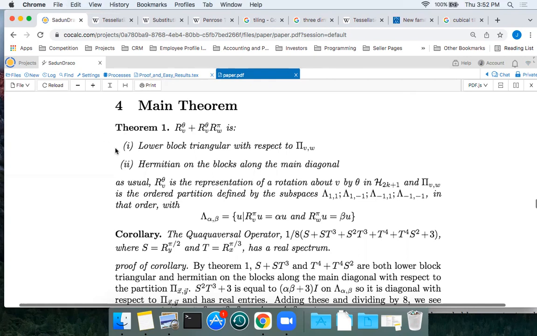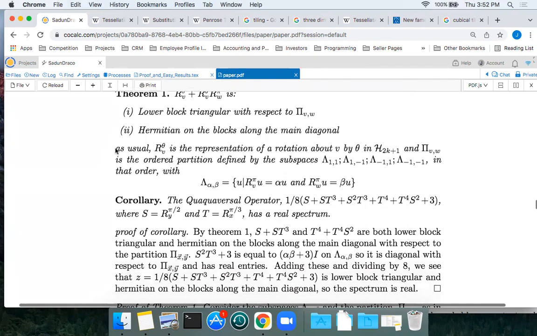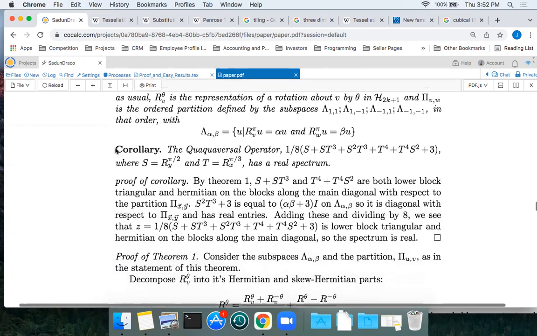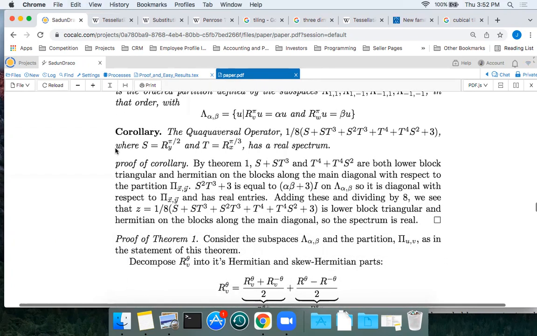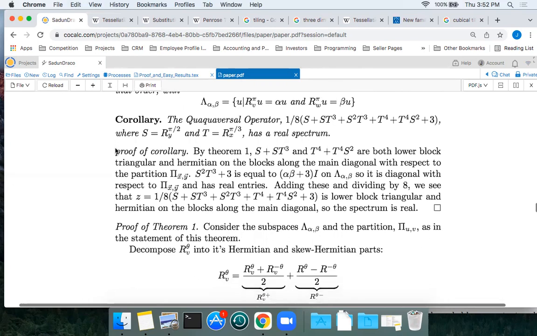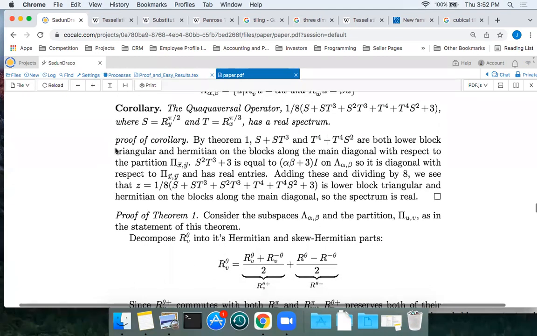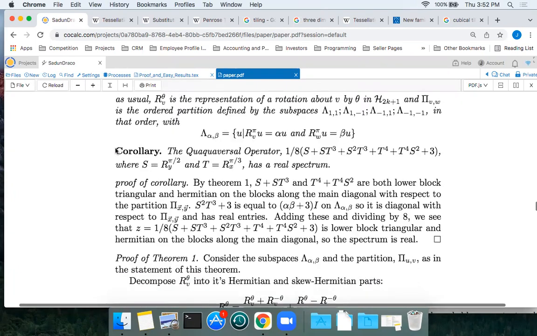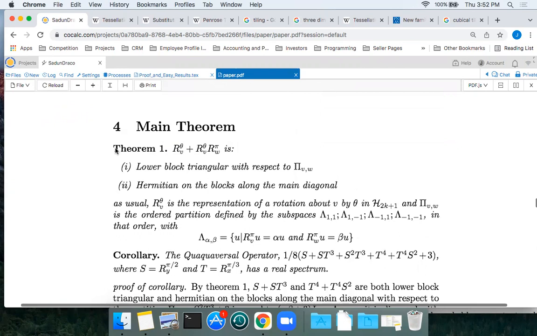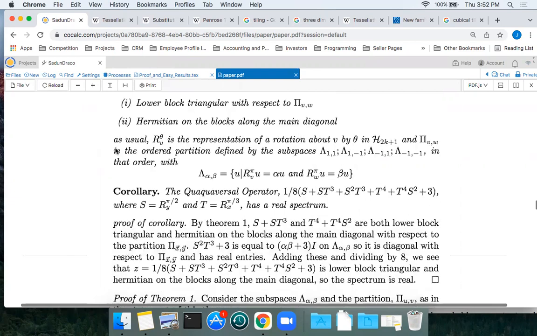Okay, so now let's prove the main theorem, theorem 1, right now.